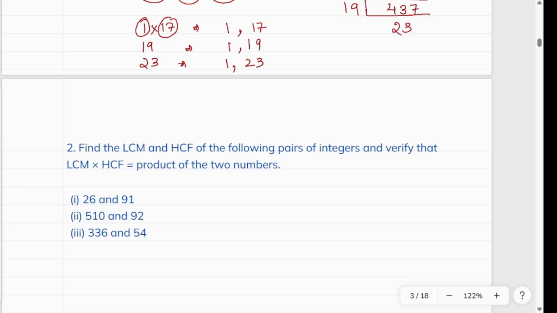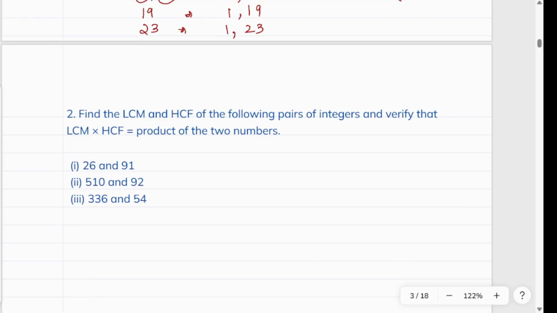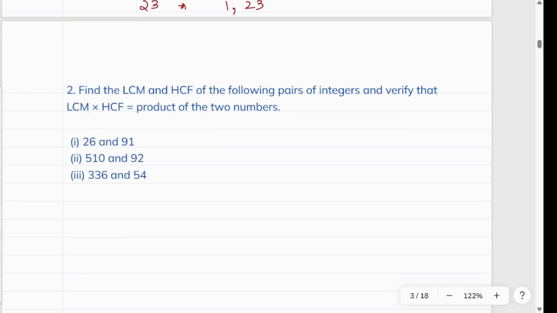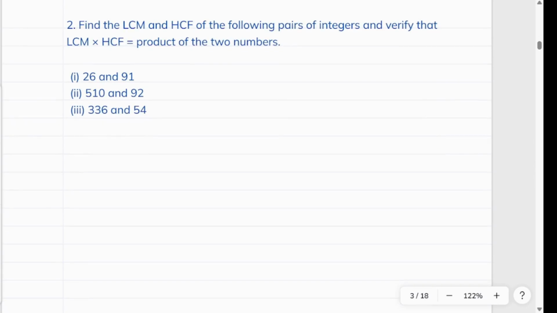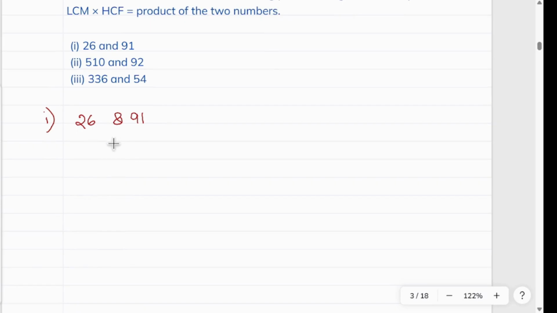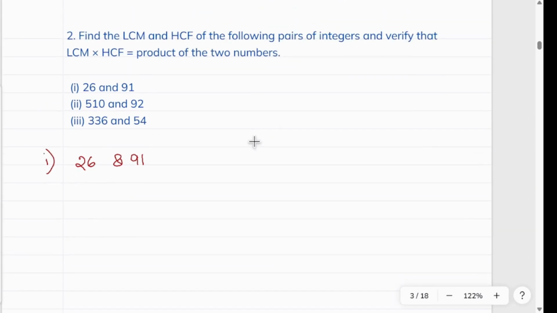Find the LCM and HCF of the following pairs of integers and verify that LCM into HCF equals the product of the two numbers. So the first one, question number 1, is 26 and 91. Here, we have learned our equation: LCM into HCF equals A into B. So first we have to find the LCM of which two numbers?